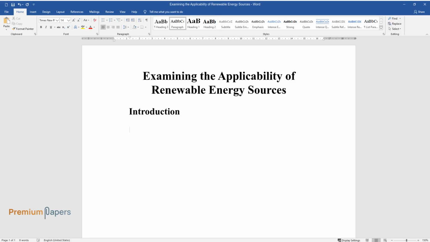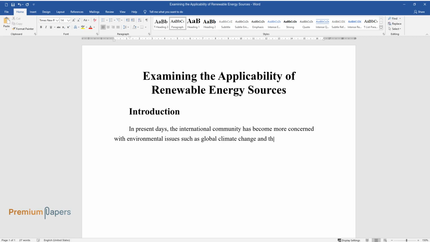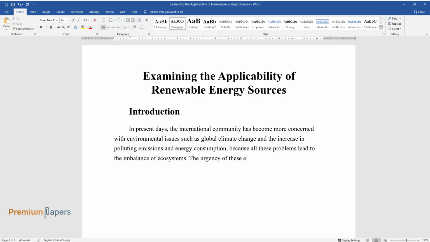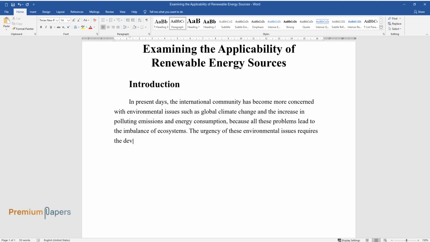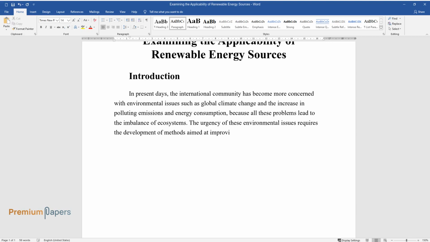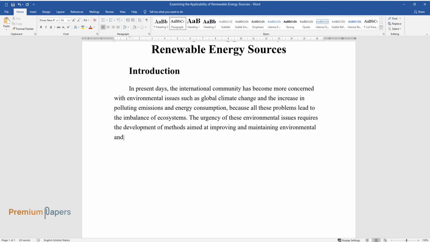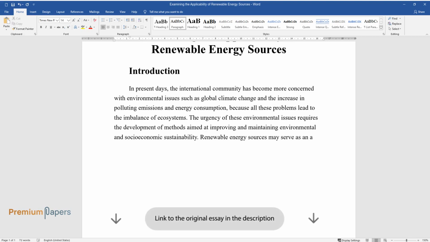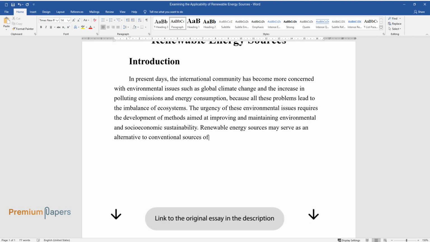Introduction. In present days, the international community has become more concerned with environmental issues such as global climate change and the increase in polluting emissions and energy consumption, because all these problems lead to the imbalance of ecosystems. The urgency of these environmental issues requires the development of methods aimed at improving and maintaining environmental and socio-economic sustainability. Renewable energy sources may serve as an alternative to conventional sources of energy such as fossil fuels and nuclear power.